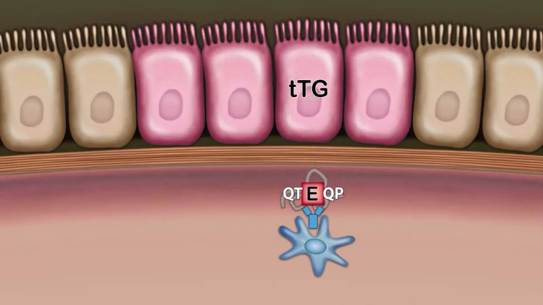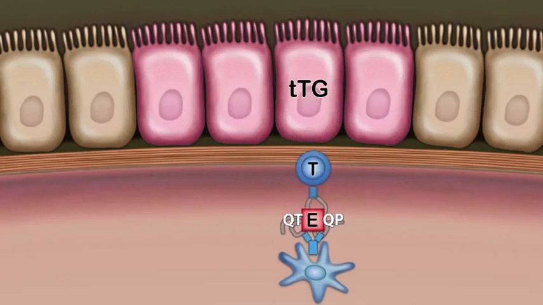In celiac disease, T cells recognize the gluten peptides and become activated. They release cytokines that damage the surrounding intestinal tissue and inflame the epithelial cells. This is the disease-determining event for celiac.